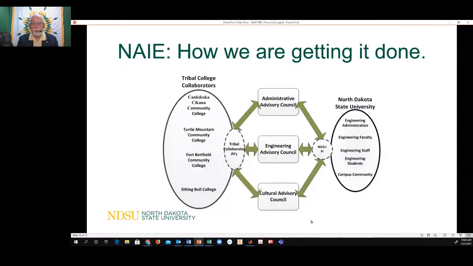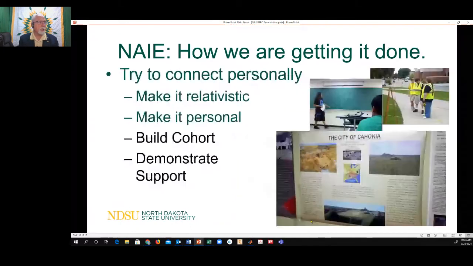This is how we do it: cooperation between the tribal colleges and North Dakota State. We have advisory councils, engineering advisory councils, cultural advisory councils. We keep culture as part of the mix. How are we getting it done? Making it personal, making it relational, building interpersonal relationships, building a cohort, demonstrating support to those communities, and going through.